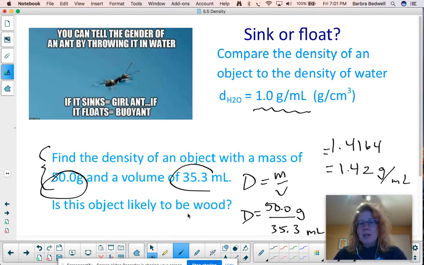Is this object likely to be wood? Again, this is going to be one of those little problems. I'm going to have you guys look this up and figure out what this is. I'll have you guys look up some wood densities, and you can tell me that after this.